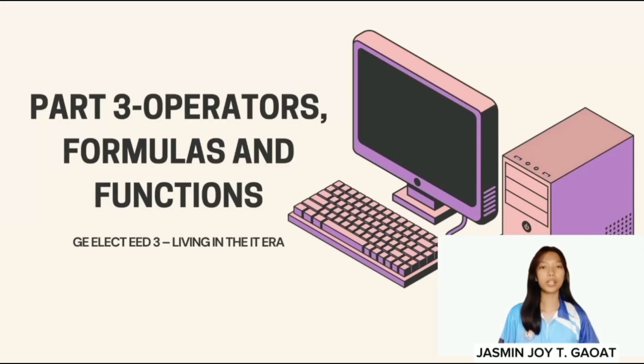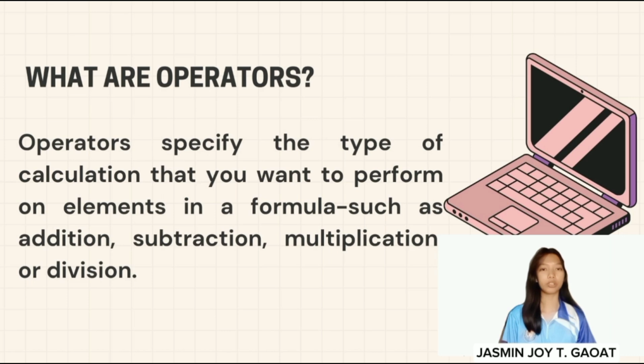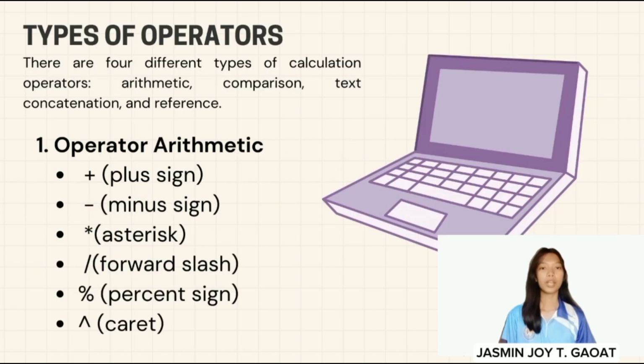This is part 3 under the topic Microsoft Excel, where we'll be discussing the operators, formulas, and functions of Excel. First, what are operators? These are the symbols or functions that represent mathematical or logical operations. And there are 4 different types of calculation operators. First, the arithmetic. Second, comparison. Third, text concatenation. And fourth is the reference.